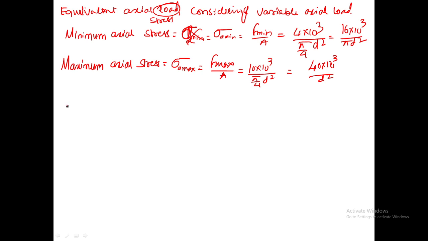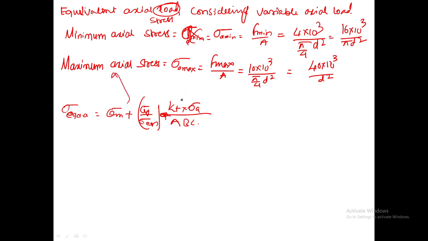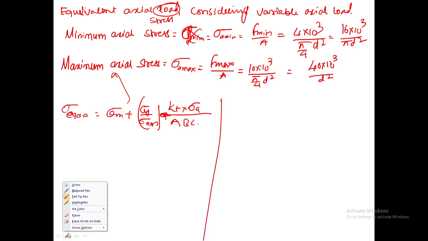Now let us go for sigma EQ A equal to, okay, it is again same, sigma m plus sigma y by sigma En into kT plus sigma a divided by ABC. Okay. Now, as you got the value of sigma max, sigma minimum, find out sigma m and sigma a.